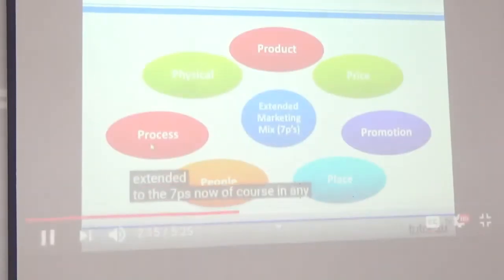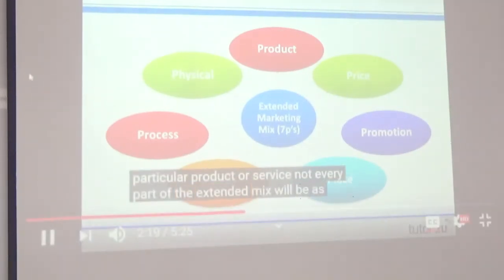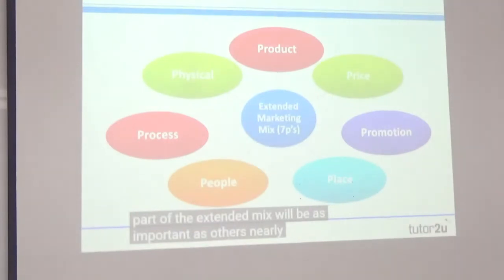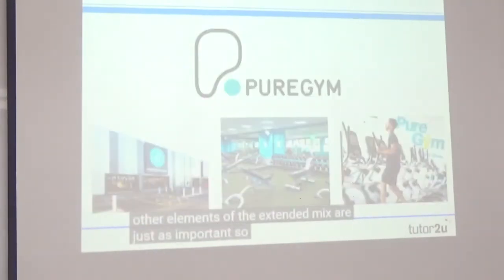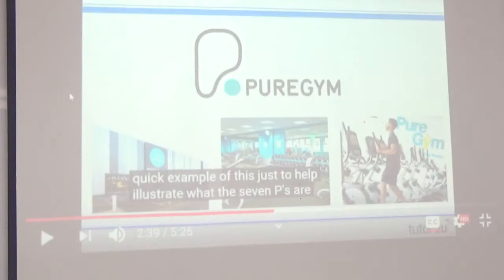Now, of course, in any particular product or service, not every part of the extended mix will be as important as others. It's always the case, isn't it, that product and price from the original 4 Ps are fundamental. But increasingly, as you look at service and digital businesses, you find that other elements of the extended mix are just as important. So let's give you a quick example of this just to help illustrate what the 7 Ps are. They're going to look at one company here.